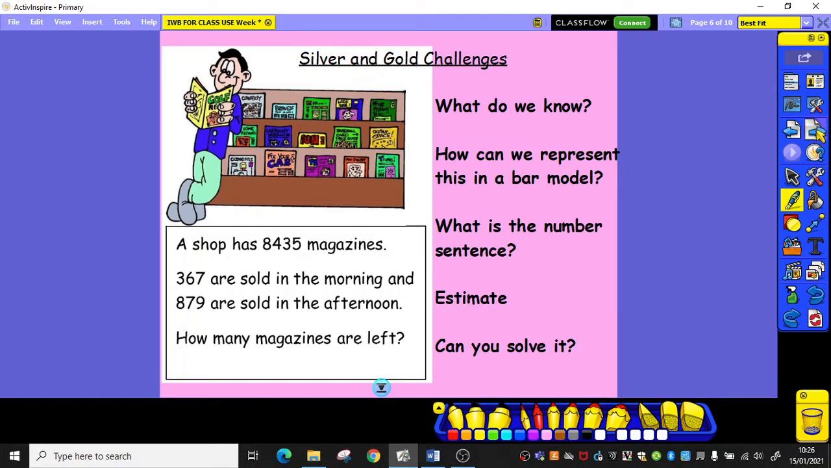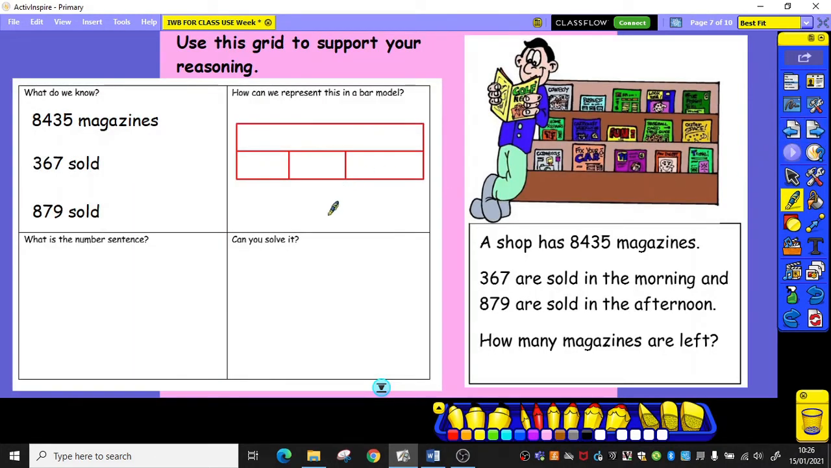Now, definitely, given enough time, I could myself do this potentially in my head, but because of the size of the numbers, it's very easy for an inaccuracy to creep into my working. It's much more effective to be using a written method. Now, what do we know already then? We know this is the total amount of magazines. We know that this amount was sold in the morning and this amount was sold in the afternoon. So first of all, before I can work out my question, how many are left, I need to work out in total how many were actually sold.